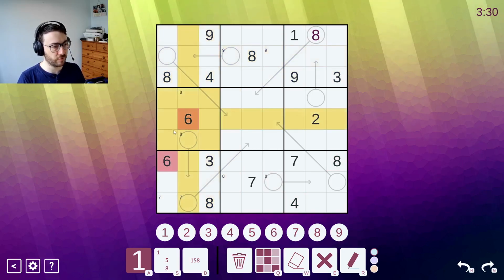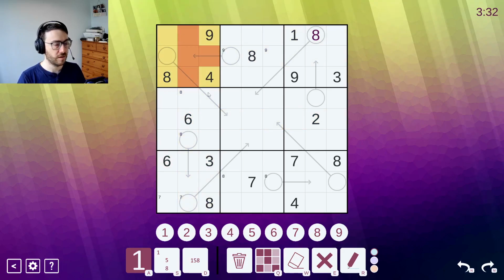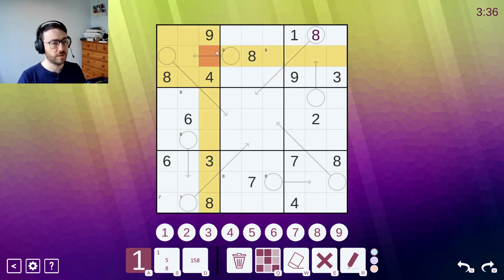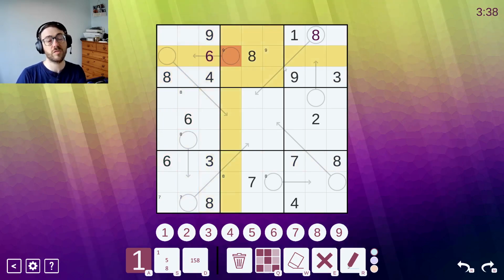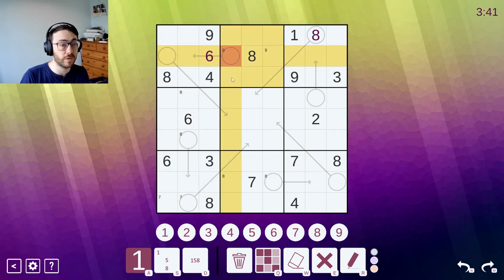Okay, 6s. I can see immediately we've got a 6 in this box. So these two 6s combine forces to limit us to a 6 there. Now that's interesting, of course, because this now means this must be at least a 6.